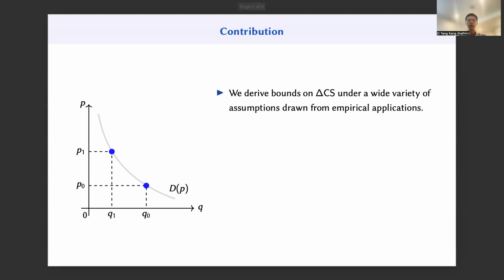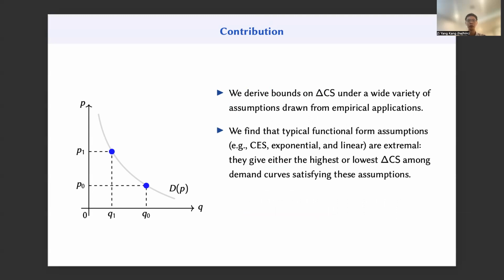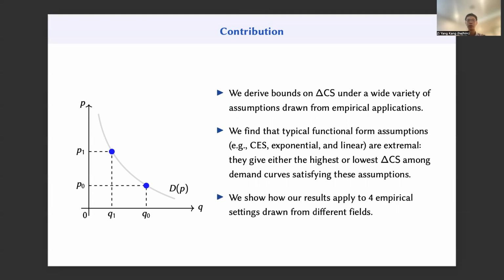In our paper, we derive bounds under a wide variety of demand assumptions drawn from empirical applications. We find that typical functional form assumptions are often extremal in the sense that they give either the highest or lowest estimates of the change in consumer surplus under different assumptions. Finally, we show how our results apply to 4 empirical settings drawn from different fields in economics.